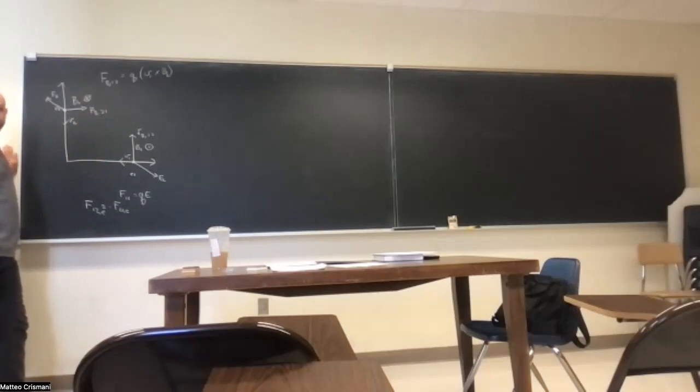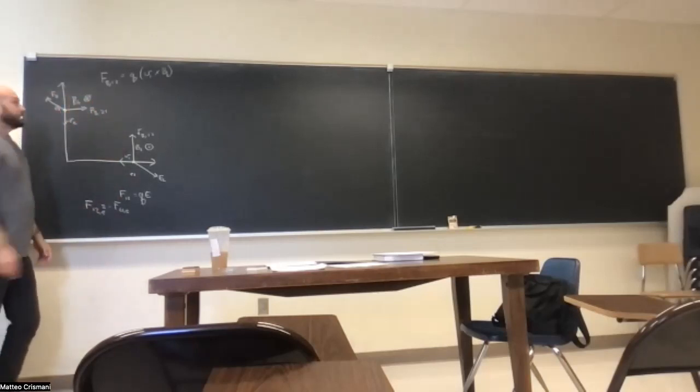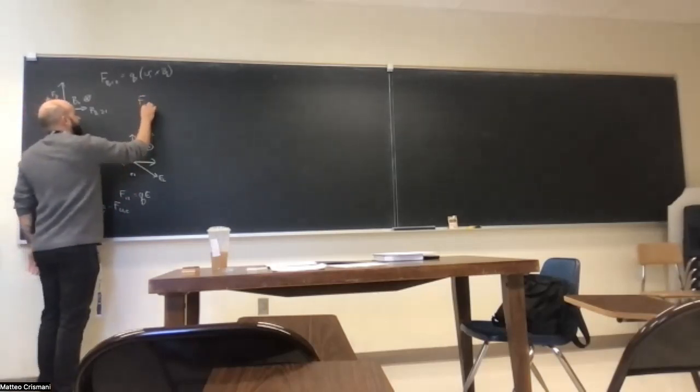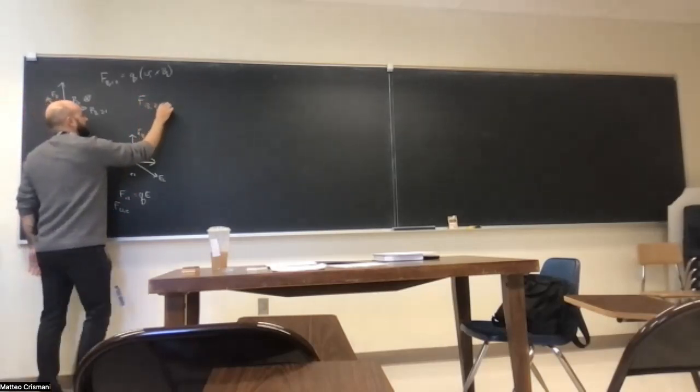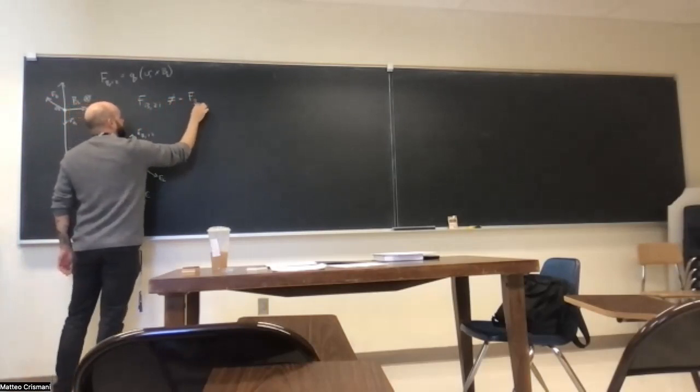It's not cold in here. I wish I rolled it again. Okay, so you have one that's going this way, you have one that's going that way. So I can say that F_B 2,1 is not equal and opposite to F_B 1,2.